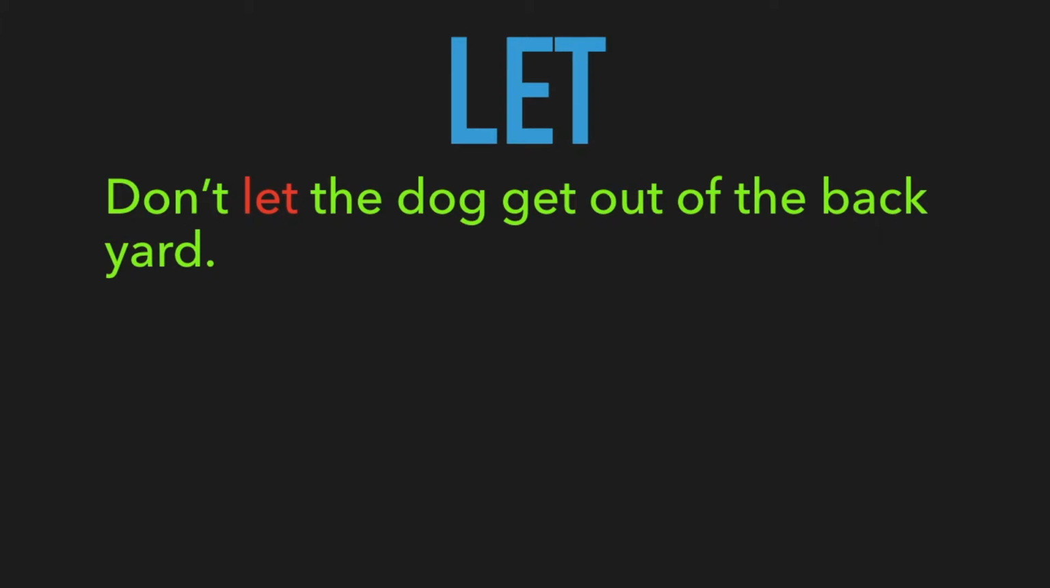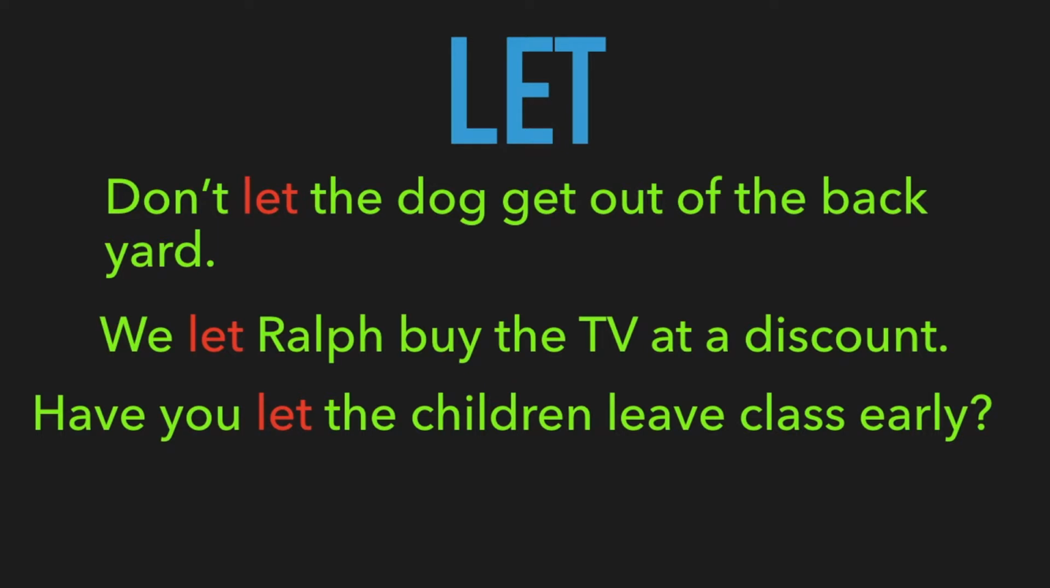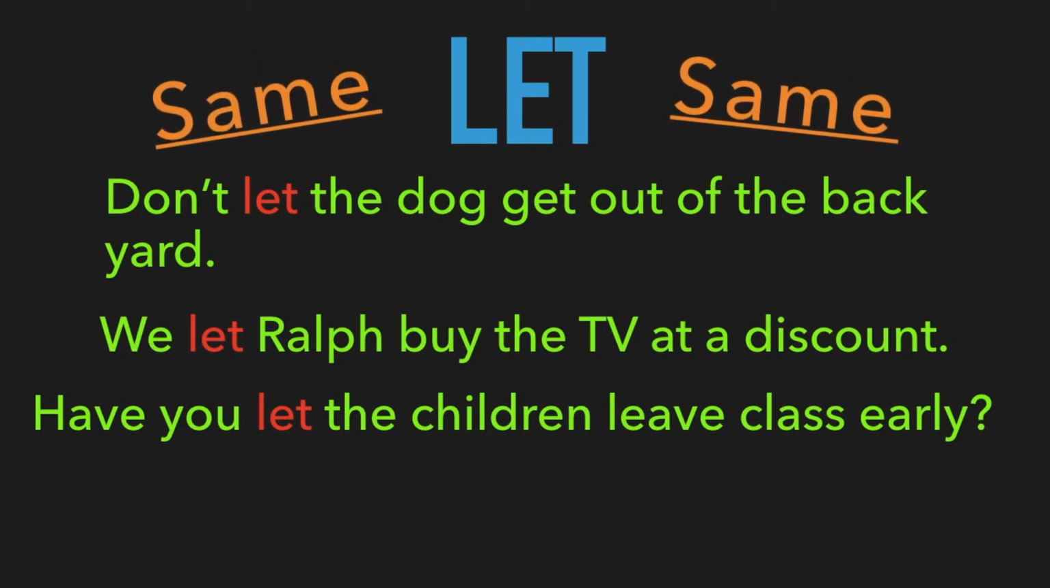Irregular verb number 5 is let. Don't let the dog out of the backyard. Past form, we let Ralph buy the TV at a discount. Past participle form, have you let the children leave class early? Notice, let has the same form, whether it's past, present, or past participle form. You'll notice the same thing with number 7, which is set. But we'll go into that later.